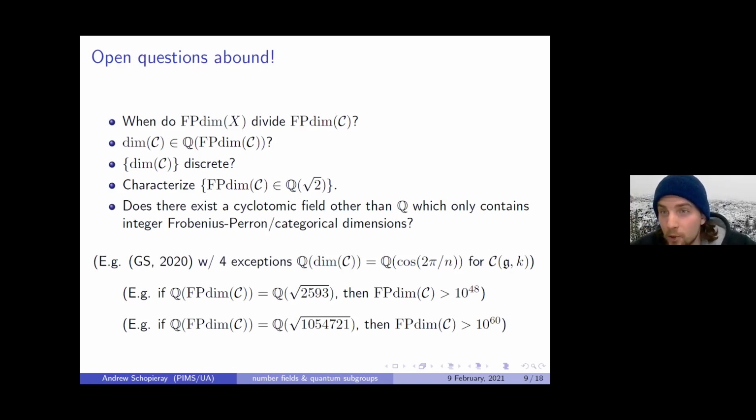So it could be possible that the fields, not just the numbers themselves, but the fields that appear corresponding to these categories are incredibly restricted. We just don't have very many examples which allow us to explore this further.